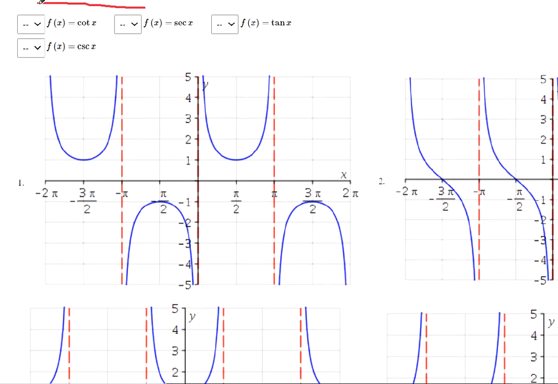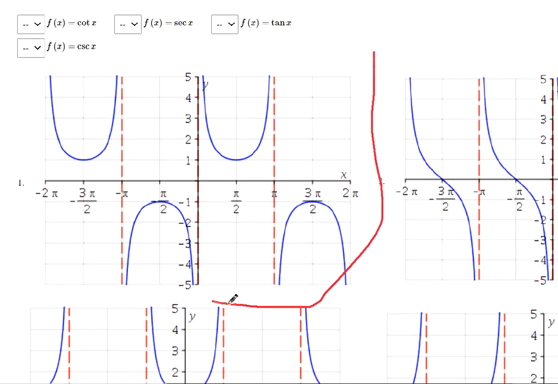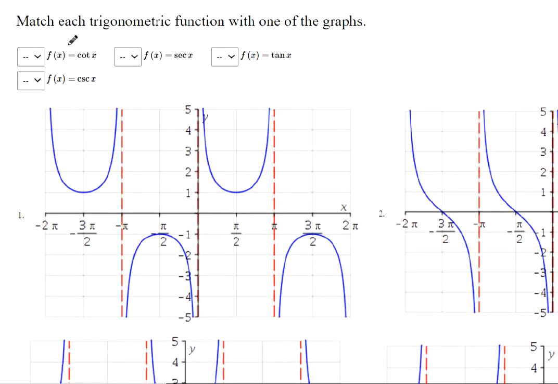So when you have to match these graphs, one thing you might want to do is check out some actual points on these functions. Like let's take cotangent of x, for example. You could plug in 0 and think about what that value should be.